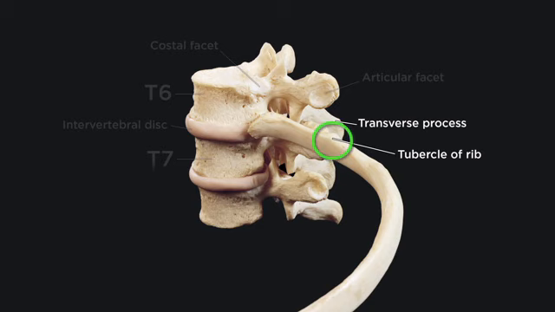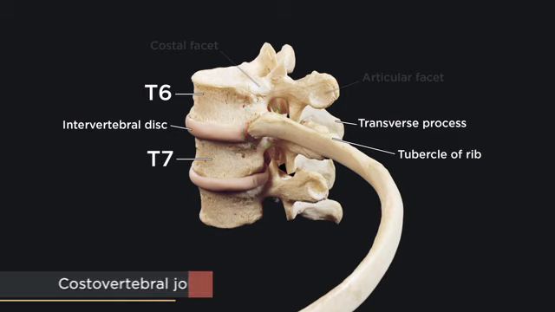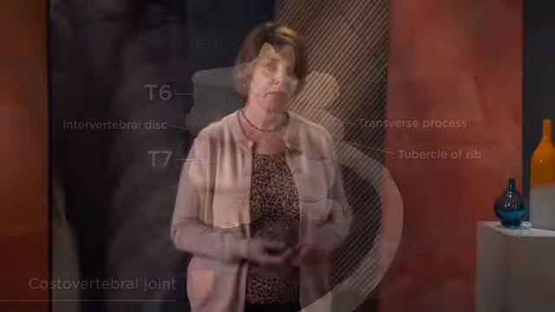So the tubercle of rib 7 attaches to the transverse process of the T7 vertebra, even though the rib's head attaches to both T6 and T7. These so-called costovertebral joints are gliding synovial articulations, so are freely movable. When we study the muscles of the rib cage, we'll better understand the actions at these joints.